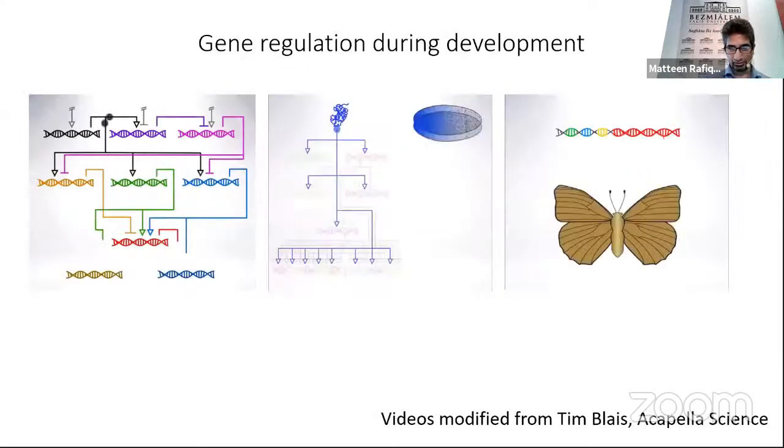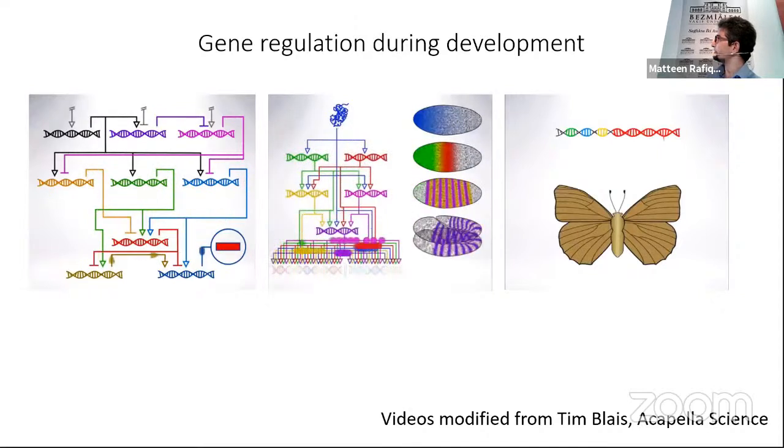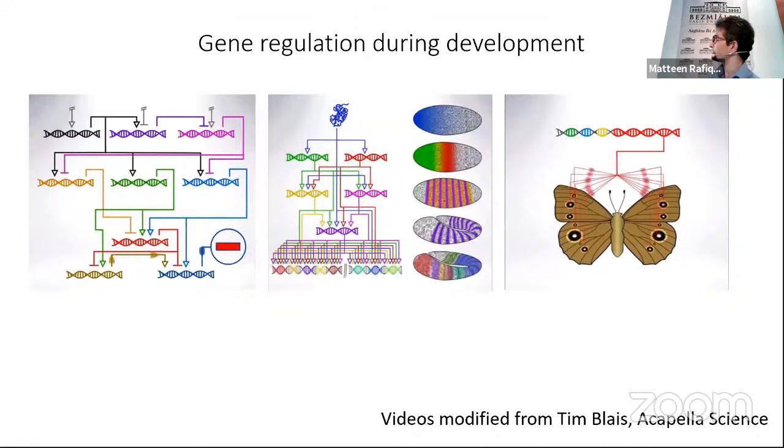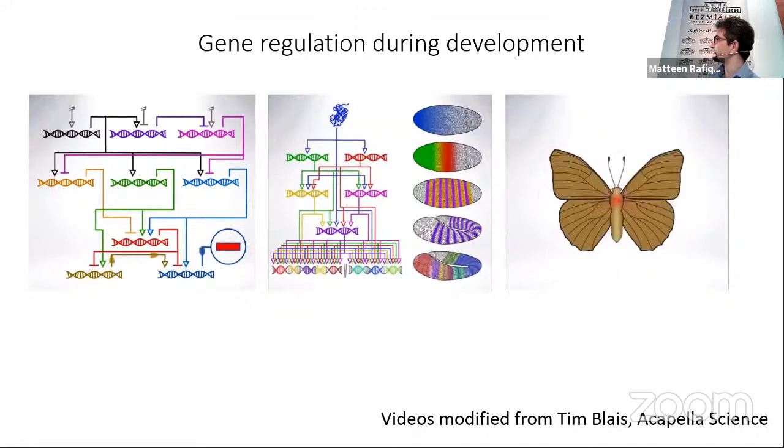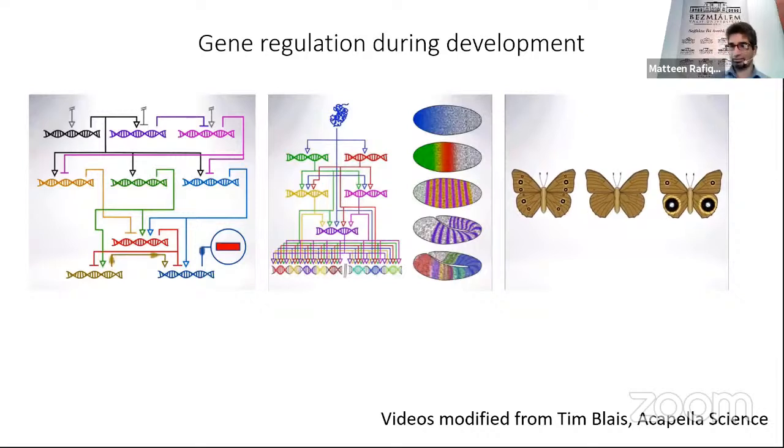So I'm going to play this again now. So you see how a particular gene takes multiple inputs, and in development, if this is an egg starting, you can have multiple genes turning on in multiple places in the body, and that can result in the end in different shapes or different phenotypes.